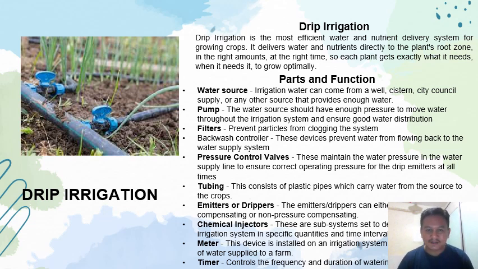Parts and function. Water source: irrigation water can come from a well, cistern, city council supply, or any other source that provides enough water. Pump: the water source should have enough pressure to move water throughout the irrigation system and ensure good water distribution. Filter: prevents particles from clogging the system.